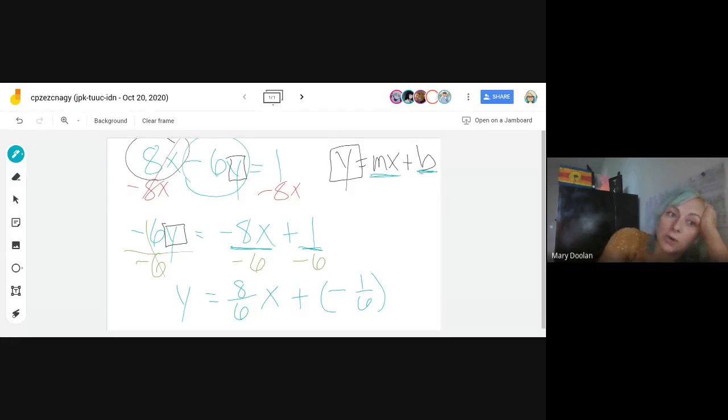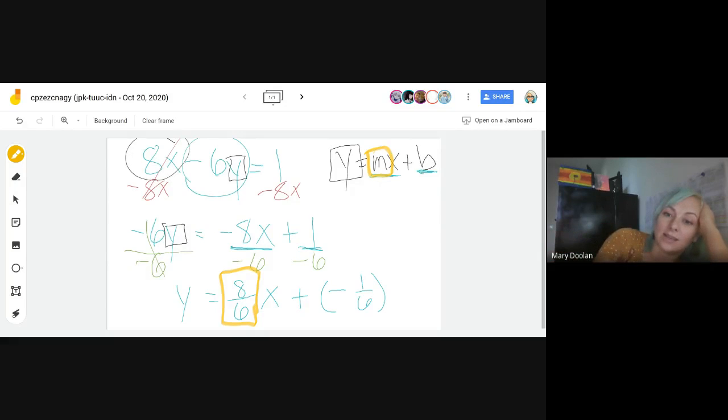And so my slope is whatever is right here. Sorry, I thought that would be like a highlighter. It wasn't. My slope is that m. So this is my m because my y is isolated and my constant's in the right spot. So which fraction is equivalent to 8/6?